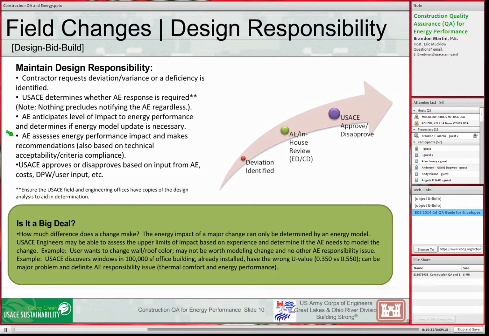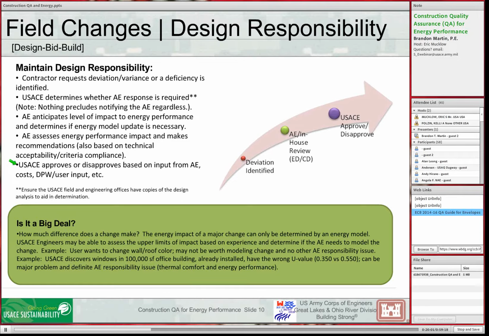Once they determine that something has to be analyzed, they need to assess the energy performance impact and make recommendations. And then the Corps needs to approve or disapprove, not just based on that. Obviously, some of this has to do with partnering with the contractor. Some of this has to do with whether we need a credit to pay for something else. Some of it might be a customer requested change. But part of the consideration should be what are the energy impacts, and not just energy, but energy cost impacts, and perhaps even maintenance cost impacts.